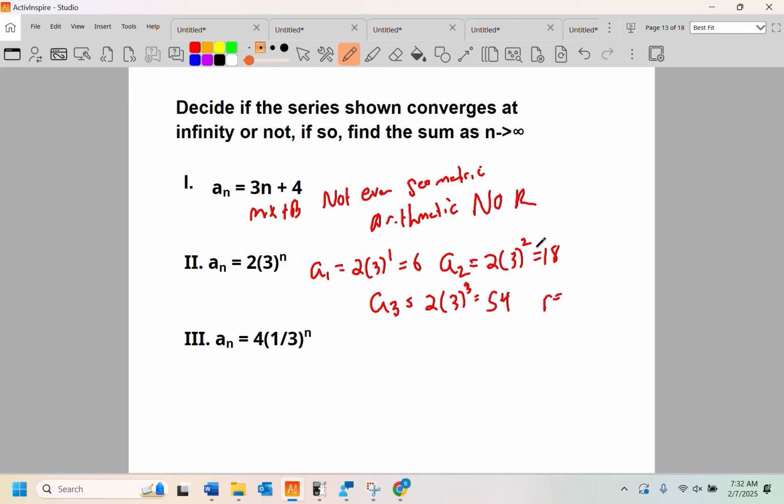So the ratio here is 18/6, which is 3. 54/18. The ratio is 3. 3 is bigger than 1. This does not converge.